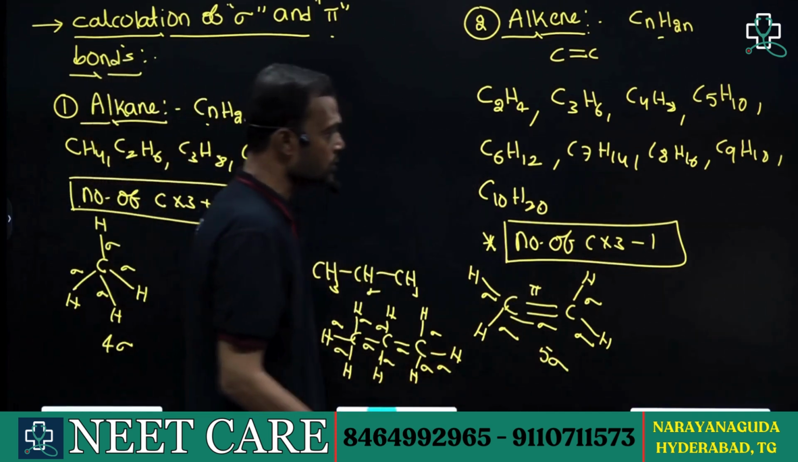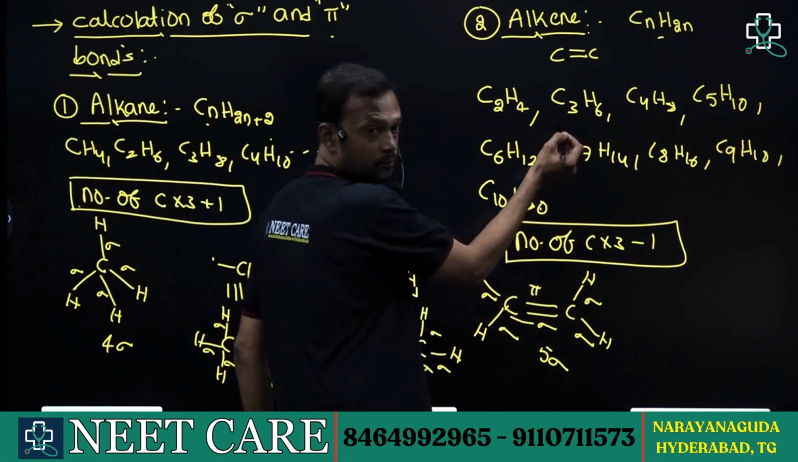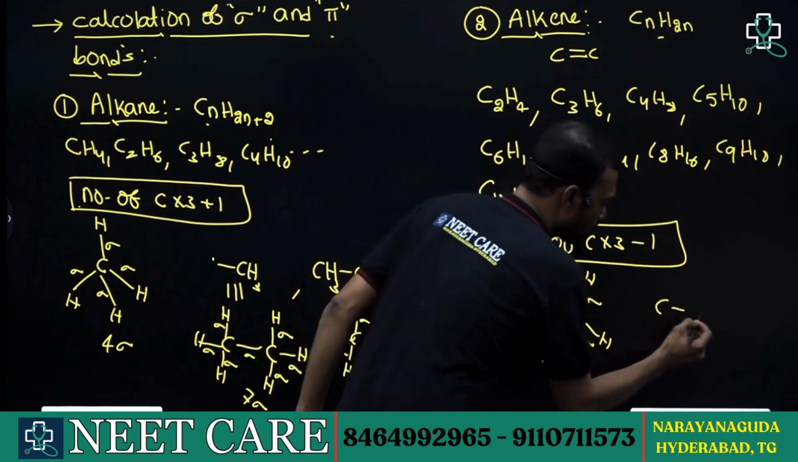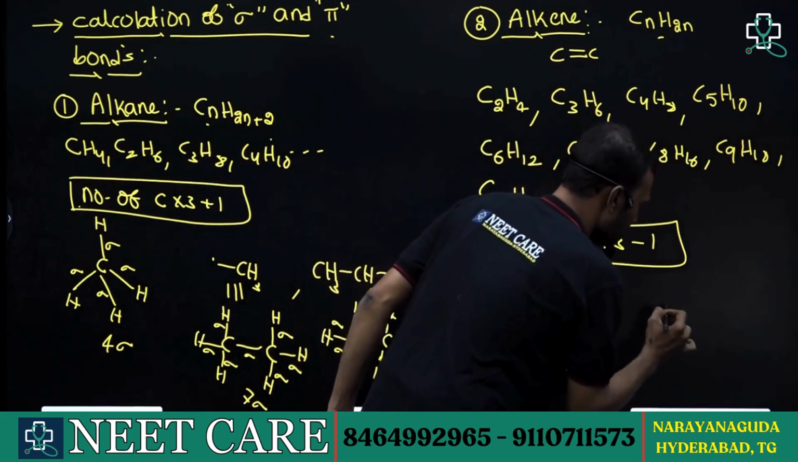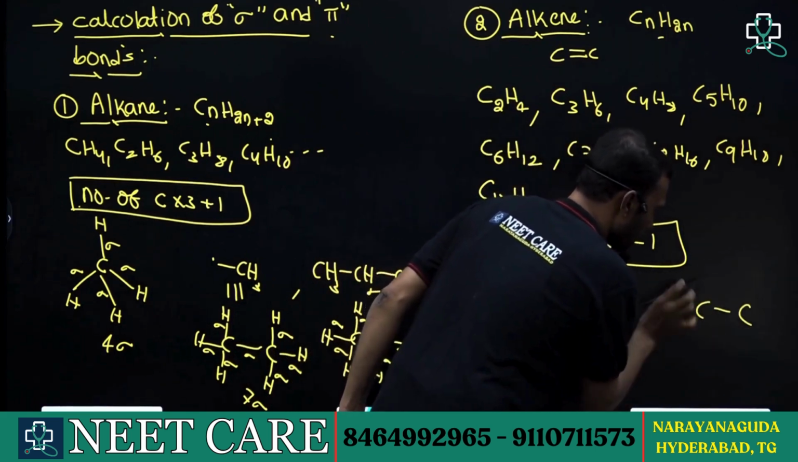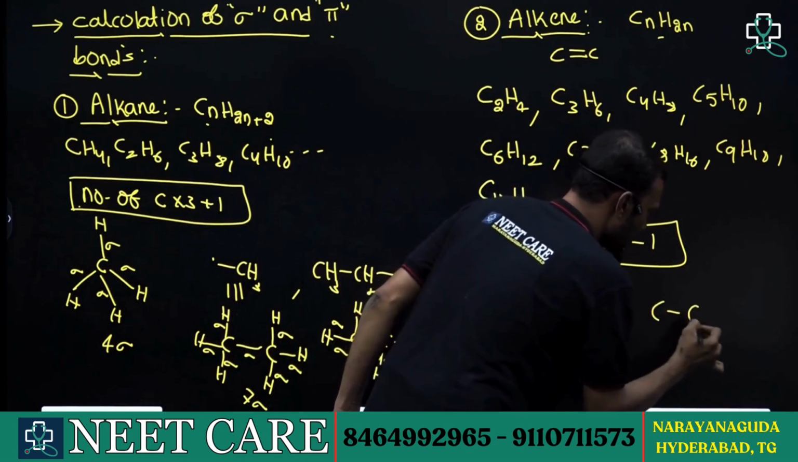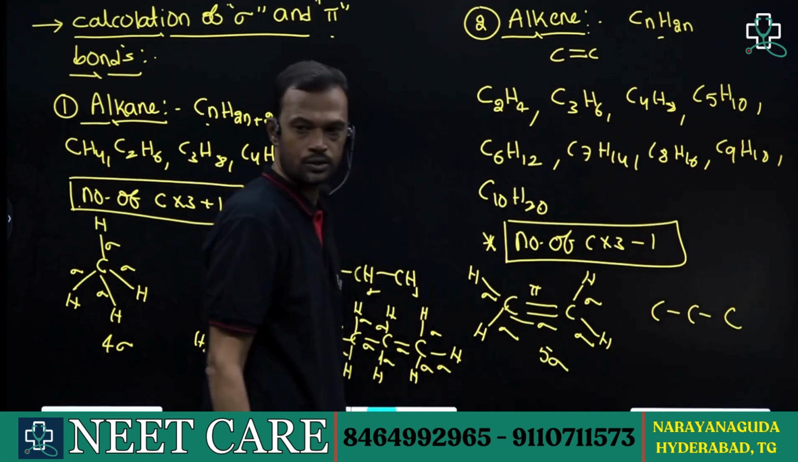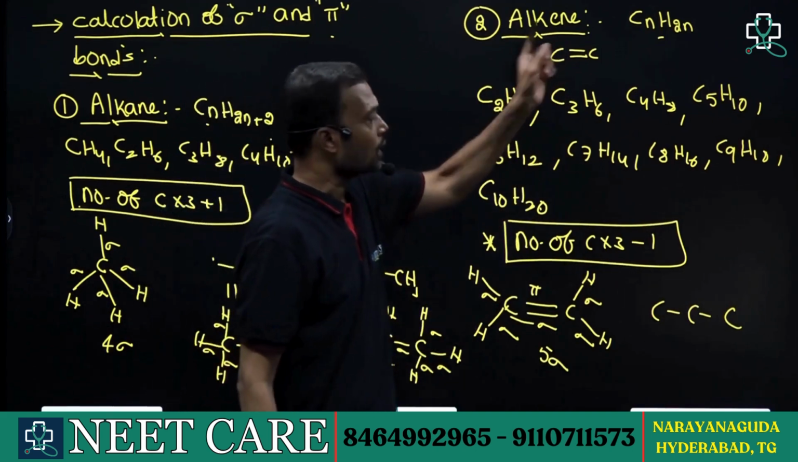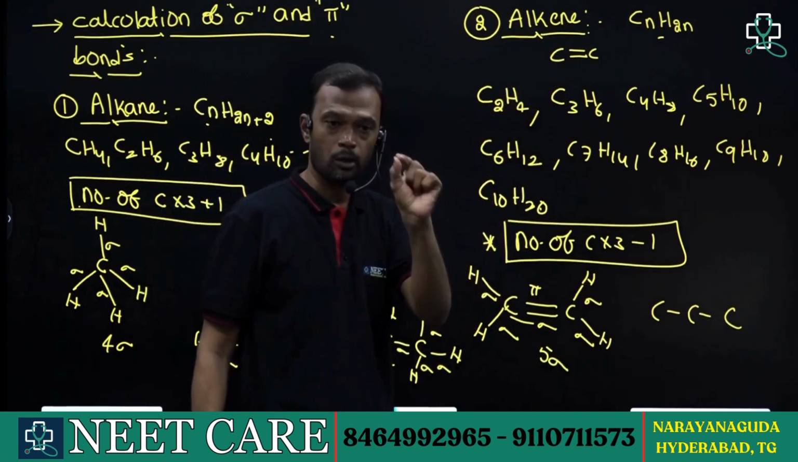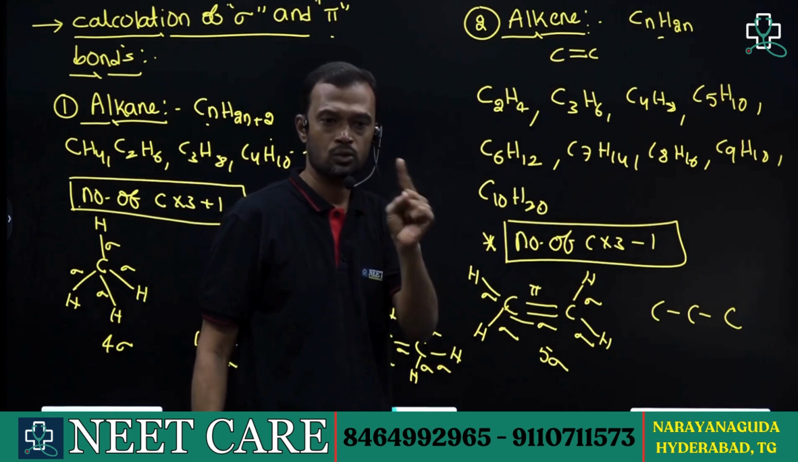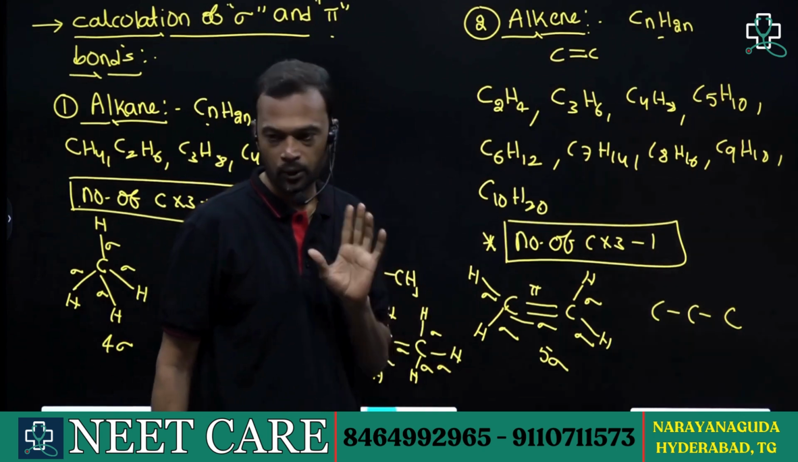Now I will give one more example. Here how many carbons are there? 3 carbons. Write down 3 carbons in a straight way. Anywhere you can put a double bond. I am writing 3 carbons. Carbon, carbon, carbon. So this is alkene. Try to develop a double bond between 2 carbons. Only one particular pi bond is required.